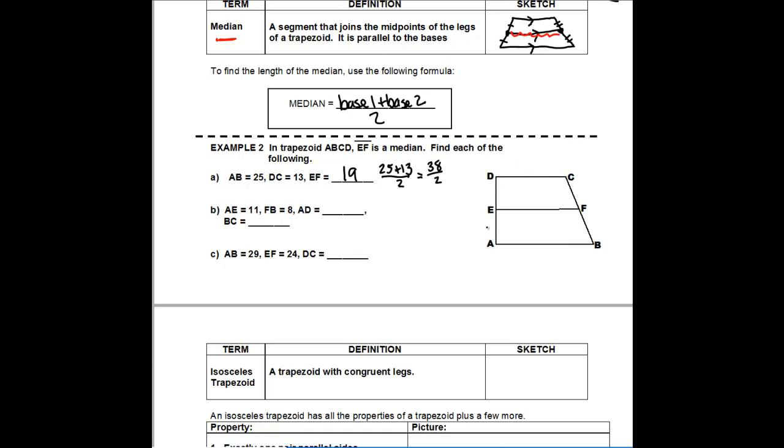If AE is 11, FB is 8, AD the entire thing, so if AE is 11, then this is also 11, so the entire thing is 22. And if BF is 8, that means that FC is 8, and all of BC is 16. AB is 29. EF is 24. What is DC? So how did I get from 29 to 24? I subtracted 5. So to get from 24 up, let's subtract 5 again, which is just 19.